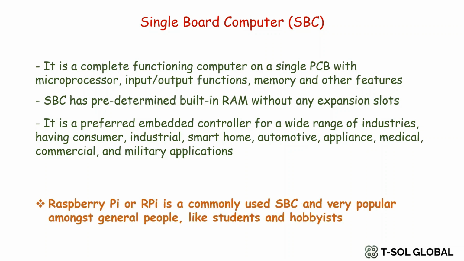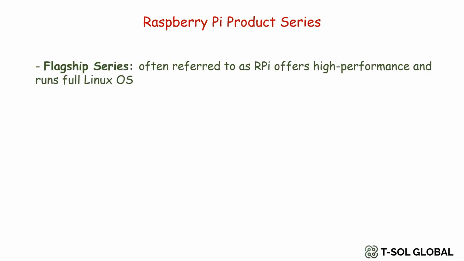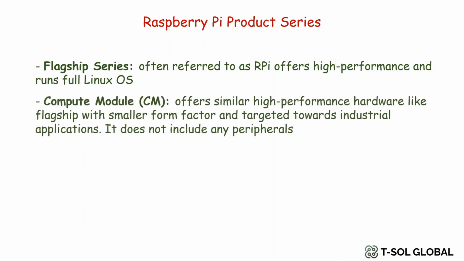Raspberry Pi or RPi is a commonly used SBC and very popular amongst general people like students and hobbyists. Raspberry Pi has different product versions or series. It includes flagship series, which is often referred to as RPi, which offers high performance and runs full Linux operating system. Then we have Compute Module or CM. This offers similar high performance hardware like flagship with smaller form factor and targeted towards industrial application. It doesn't include any peripherals.